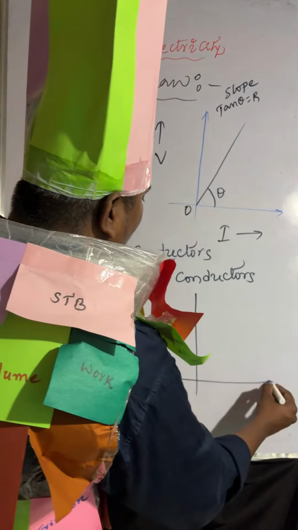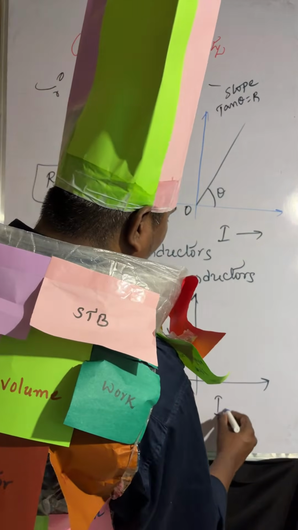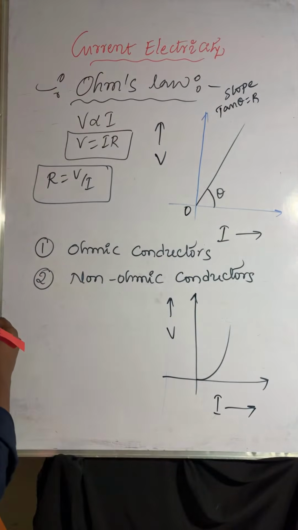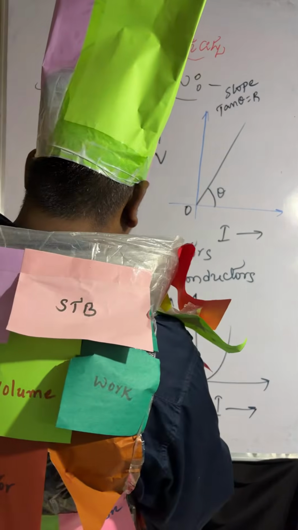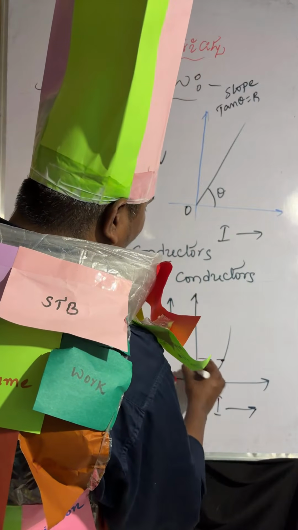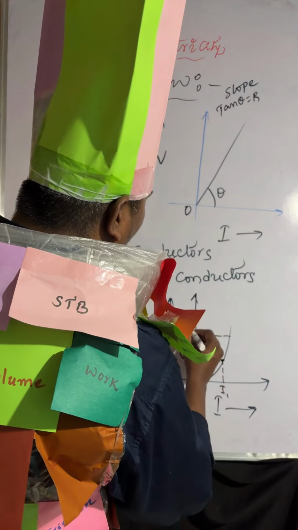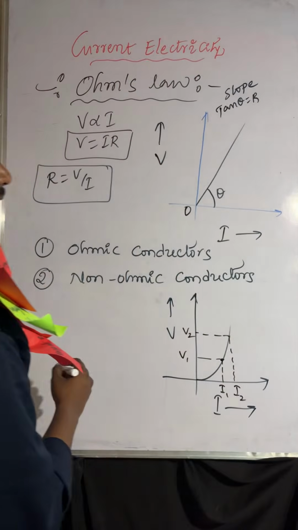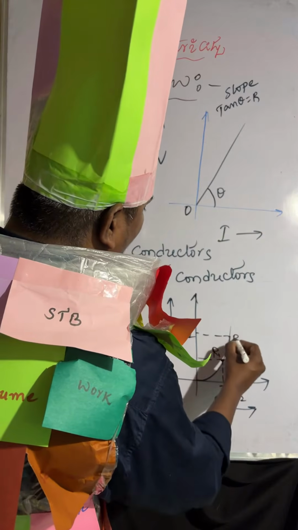So here you can observe this is the graph, V on the y-axis, I on the x-axis. The graph is a curve. Okay, so I hope it is very clear. So here at this point, this is V1 and I1, and here V2 and here is I2. Okay, so now you can see this is R1, R2.